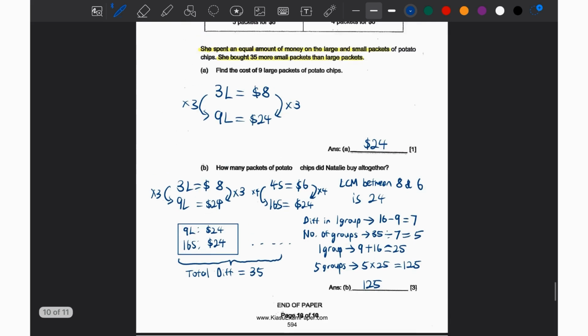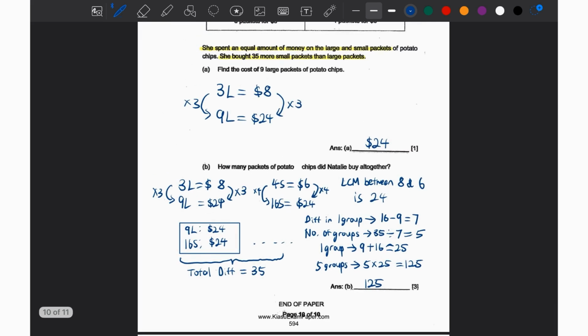Okay. We have come to the end of the paper.